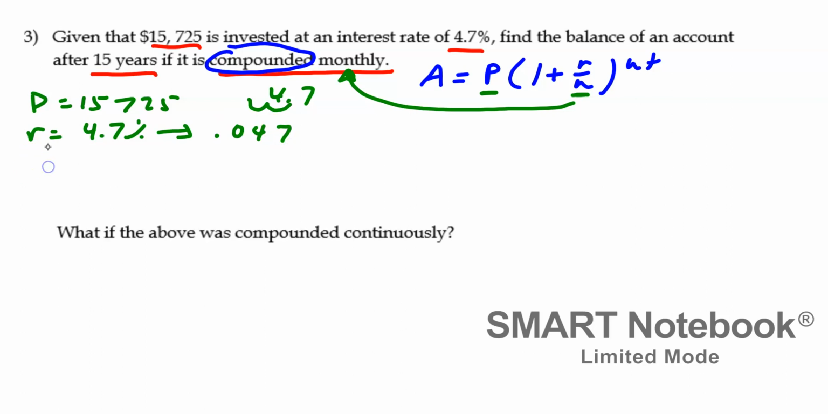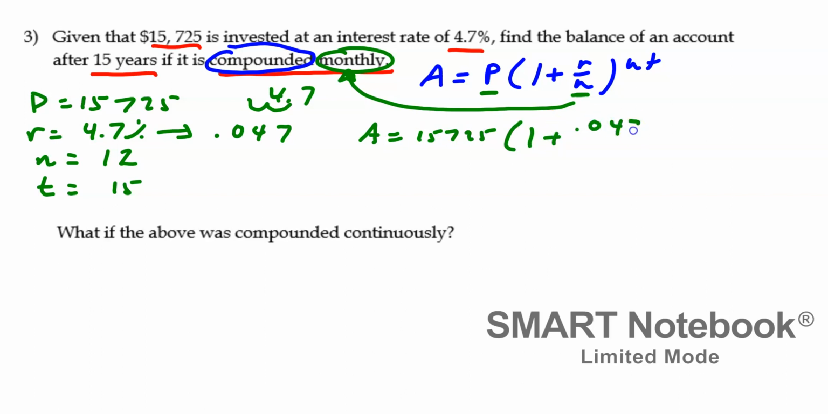The N represents the number of times that you're taking out money per year, and if we're taking it out monthly, there are 12 months in a year, so N would be 12. And lastly, T represents the amount of time that the money has been in the account, which is 15 years. So A, or the money you're going to get, equals $15,725 times (1 plus 0.047 divided by 12) to the 12 times 15.